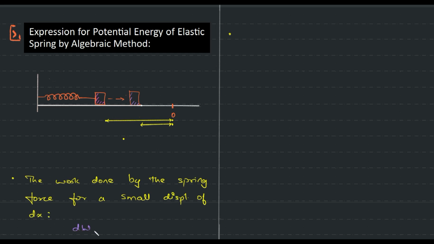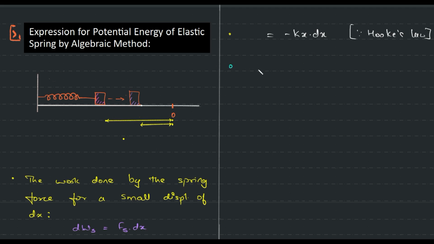We have dWs is equal to Fs, force into displacement, right? We know that force is given by minus kx dx. This is from Hooke's law. So this is a fundamental idea. This is for a small space.